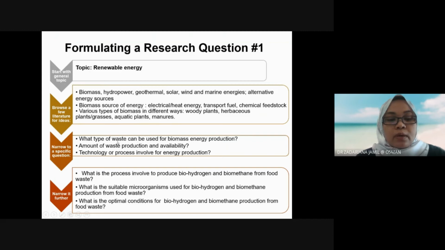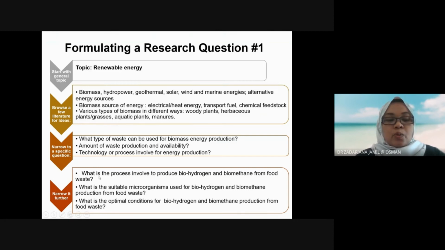What types of waste can be used for biomass energy production? What is the amount of waste, production and availability? And then what is the technology or process involved for energy production? You then narrow down further, because this one is actually quite a general question, and then you narrow down into more specific questions.